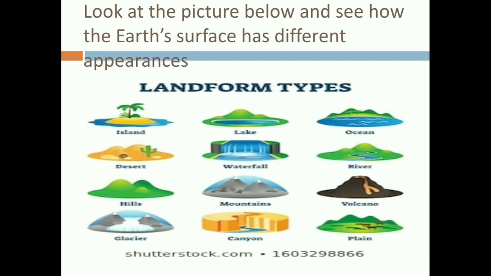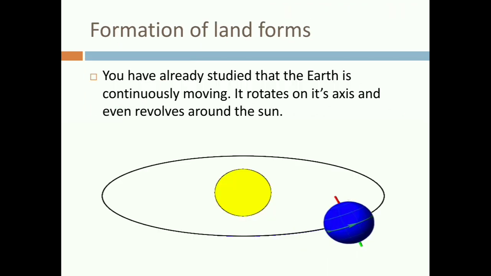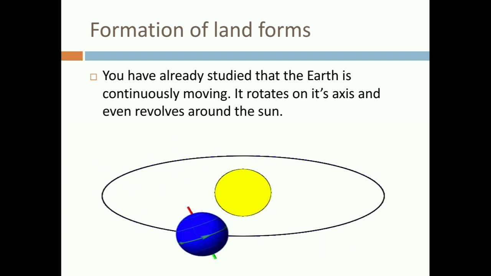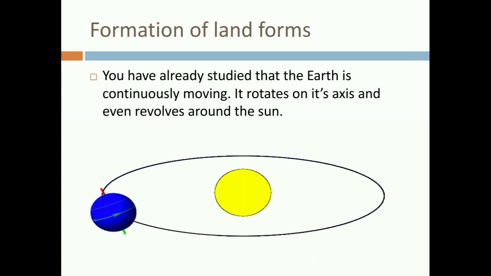Look at the picture below and see how the earth's surface has different appearance. Here are the pictures. You can see lake, oceans, river, islands, desert, hills, plains. What causes the earth to change its form? Let us study why and how these landforms are created on the earth's surface. First point is formation of landforms.